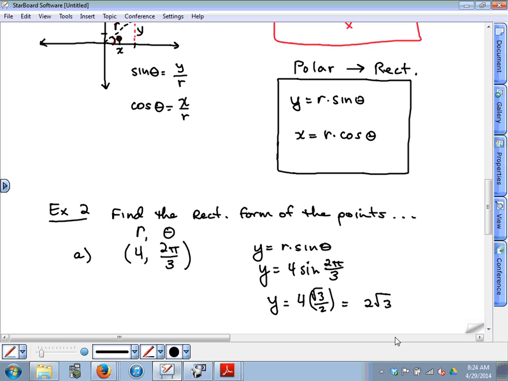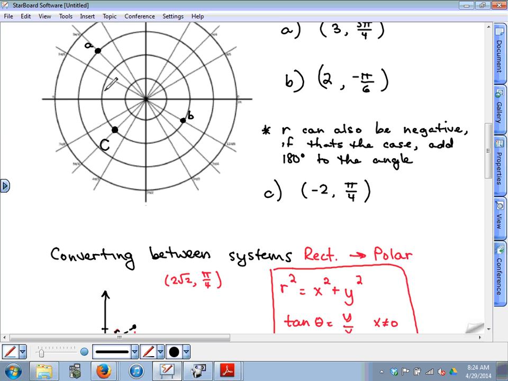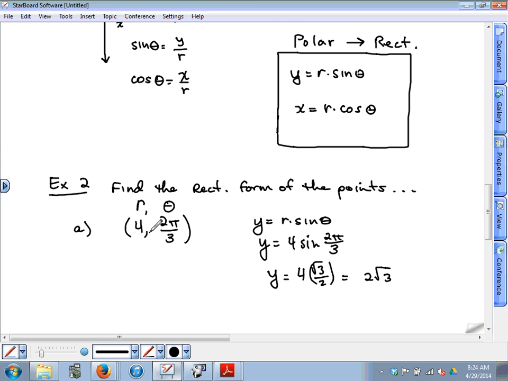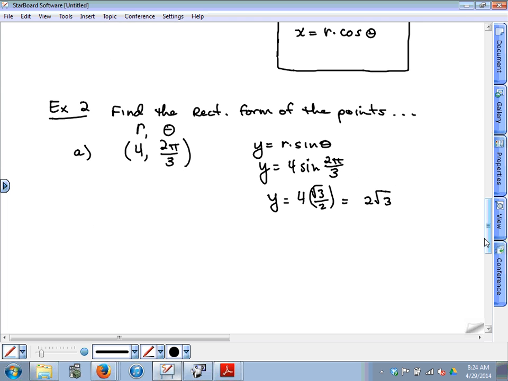Oh, by the way, this is something you always should do before even starting. I know that in polar form there aren't really 4 quadrants, but if you thought about this polar axis being broken up into 4 quadrants like this, where would this point (4, 2π/3) be? It would be in quadrant 2. So you better make sure that whatever point you come up with in rectangular form is also in quadrant 2. Does that make sense? Otherwise you're going to be way off.